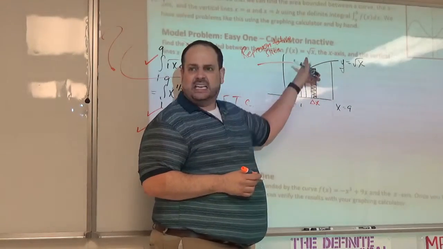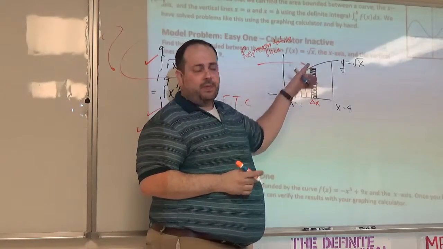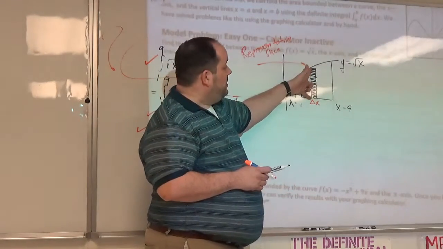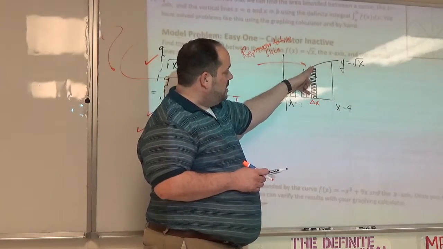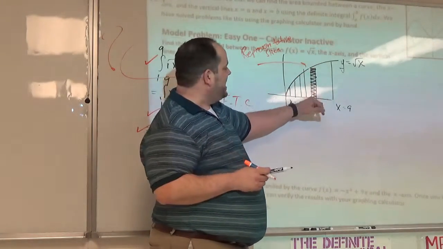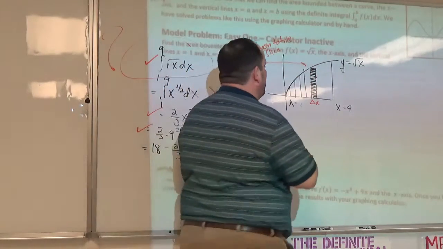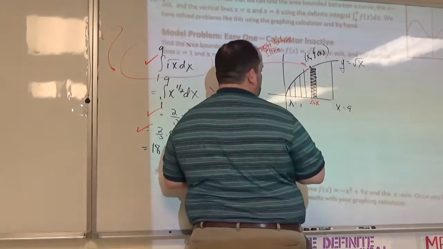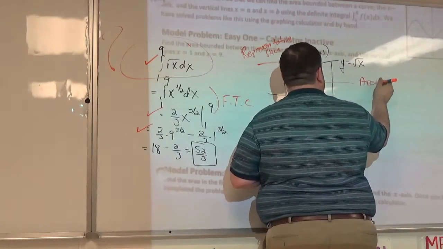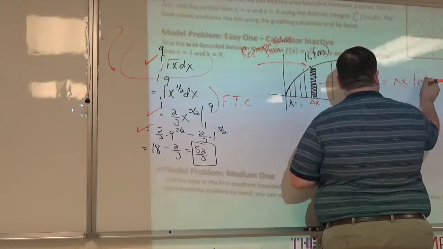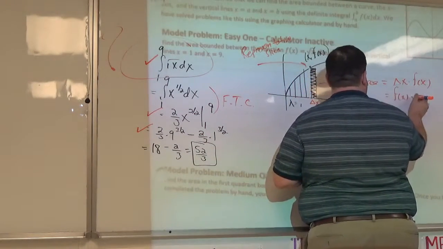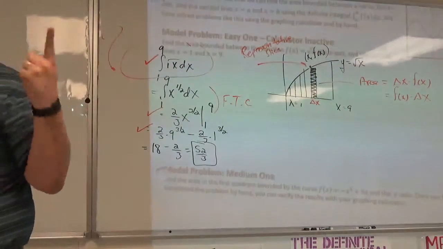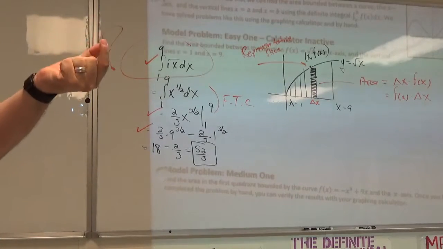How do I find the height of that little rectangle there? It's the value of the function, because I'm starting on the x-axis. It's the height, the y value right here. This y value, the value of f of x, I can say that I find the area by doing delta x times f of x. Really, I meant to write that as f of x times delta x. Everybody okay? We find the area of one rectangle by finding the width times the height.